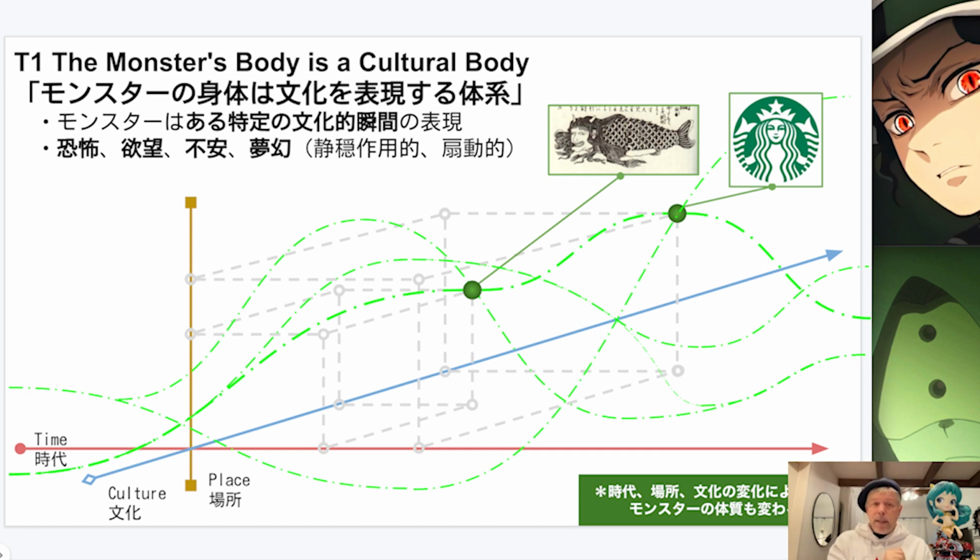So that's basically it. The monster's body is a cultural body. This thesis posits that the monster itself is pure culture and is made to be read, something to be picked apart, and to discover what that monster is supposed to represent, because the word monster means warning or portent in the original Latin.